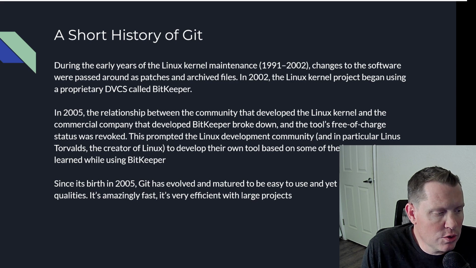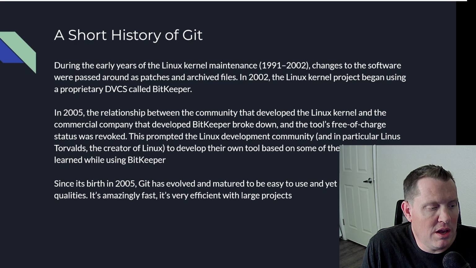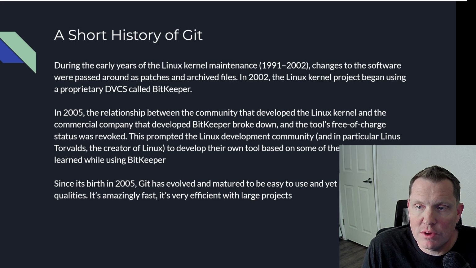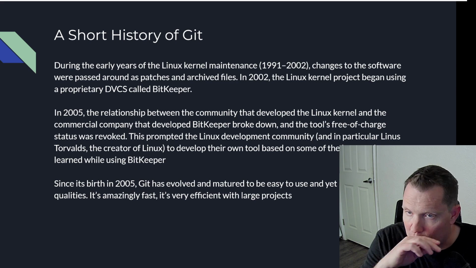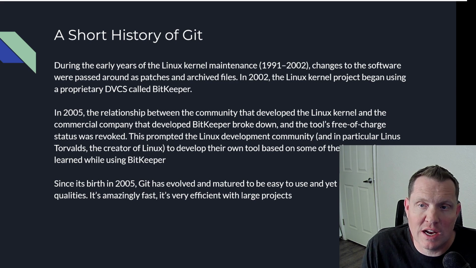Now, let's go over a short history of Git. During the early periods of Linux kernel maintenance, 1991 through 2002, changes to the software were passed around as patches and archive files. In 2002, the Linux kernel project began using a proprietary DVCS called BitKeeper. In 2005, the relationship between the community that developed the Linux kernel and the commercial company that developed BitKeeper broke down, and the tool's free of charge status was revoked.